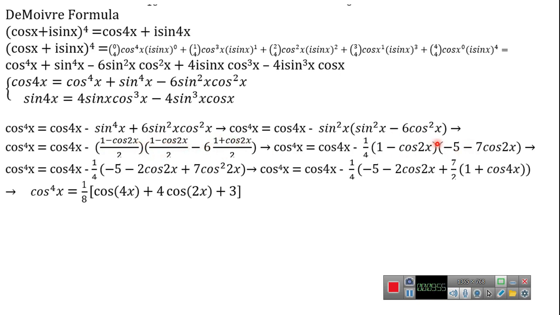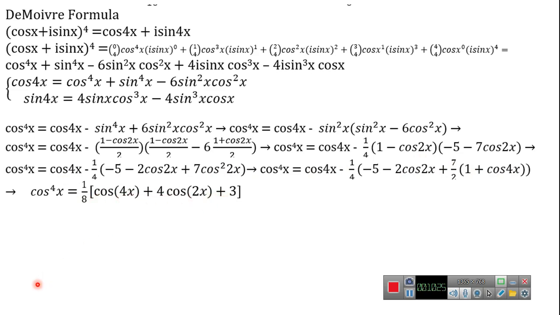And sine square x is (1 minus cosine 2x)/2, minus 6 into (1 plus cosine 2x)/2. So you can take these two outside, and here you have 1 over 4. You're going to get 1 minus cosine 2x. If you multiply this one now, 1 minus cosine 2x minus 6 cosine 2x, you're going to get 1 minus 6 is minus 5, minus cosine 2x minus 6 cosine 2x, minus 7.